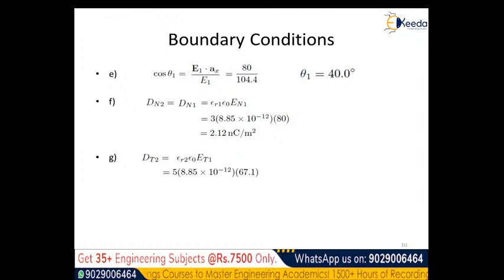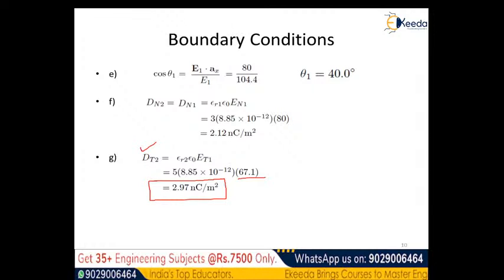The Et1 value we have derived in part C. The part C answer, if you substitute in this particular place, that is 67.1, we obtain the corresponding answer of part G. And here it is 2.97 into 10 raised to the power minus 9 in terms of coulombs per meter square. So here we express it as 2.97 nanocoulomb per meter square. So this is the value of Dt2 here. So this is the solution for part G.